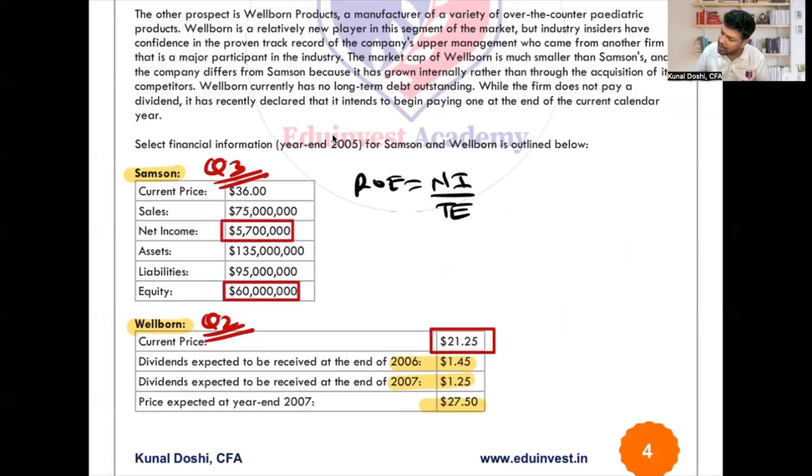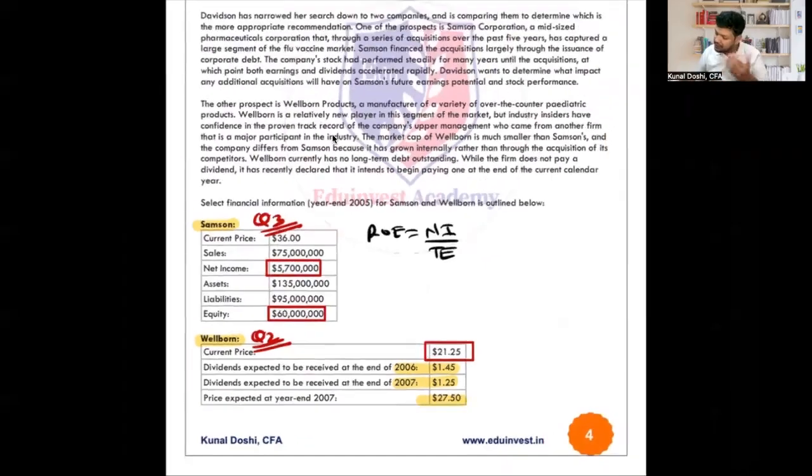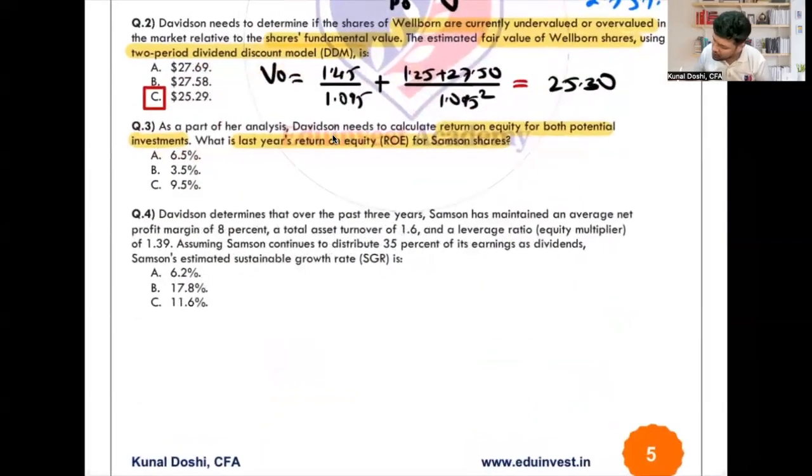Simply do that. So it is 5.7 million divided by 60 million. So my ROE is going to be 5.7 divided by 60. Let me find what is the ROE. 5.7 divided by 60. It is 9.5 percentage. Are you getting 9.5? Check, check.